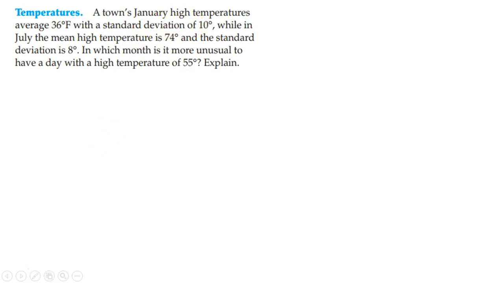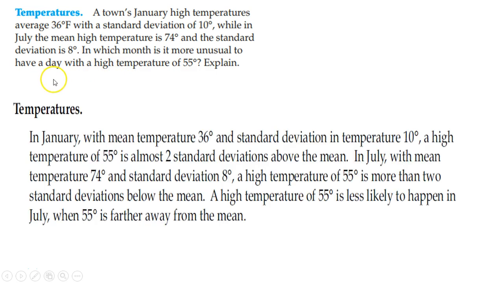A town's January high temperatures have a mean of 36 degrees Fahrenheit and a standard deviation of 10, while in July the mean high temperature is 74 and the standard deviation is 8. In which month is it more unusual to have a day with a high temperature of 55? So if you have a high of 55, you plug it in: 55 minus 36 divided by 10, and 55 minus 74 divided by 8.